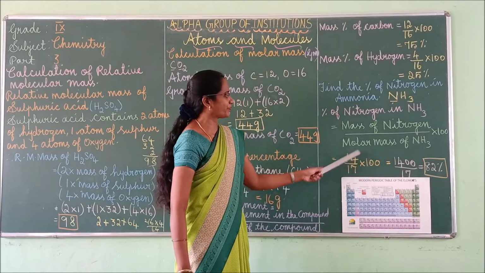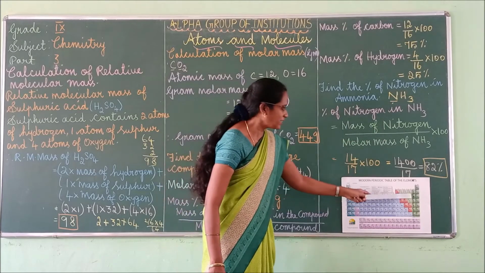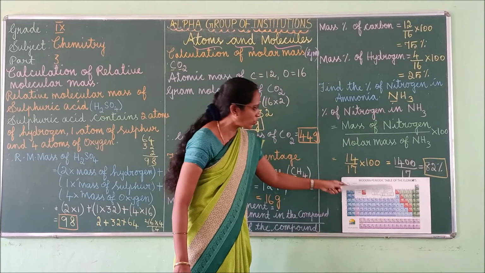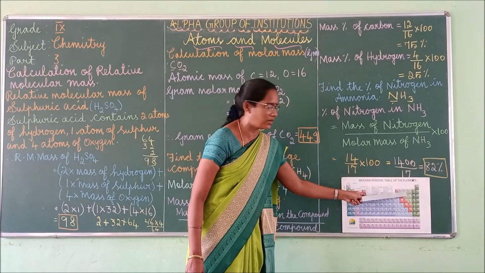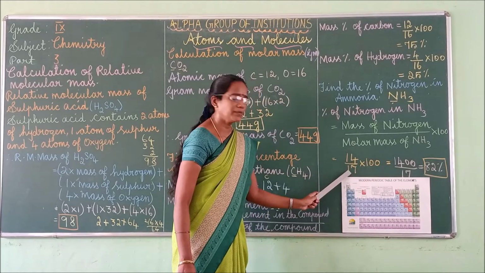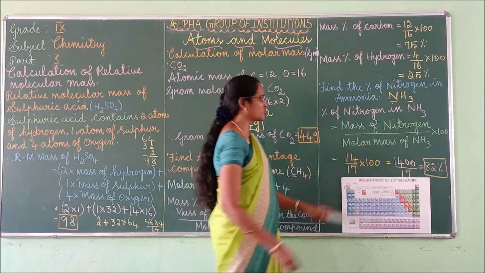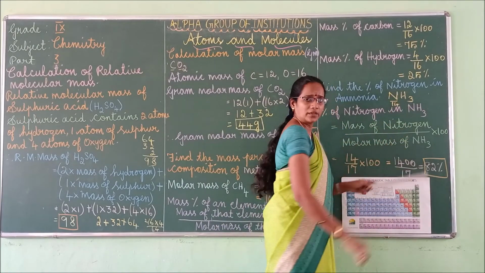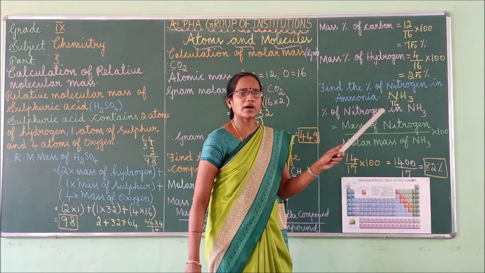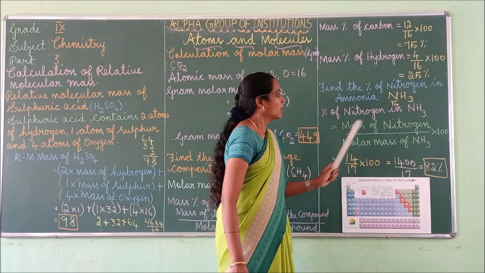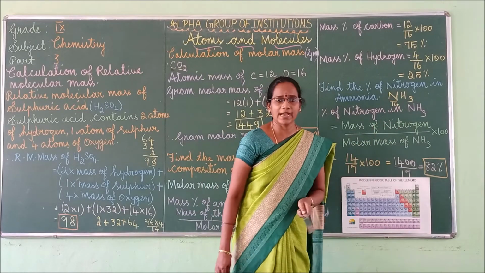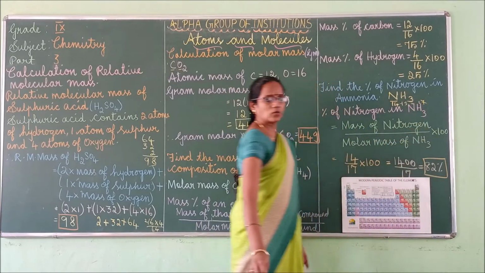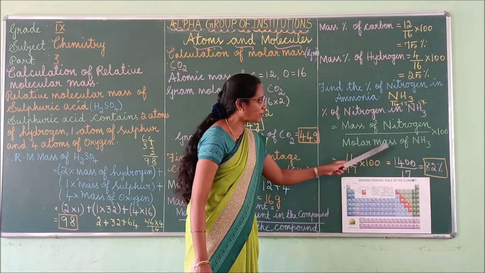So what is the mass of nitrogen? Nitrogen atomic mass is 14. It is given in the periodic table, right? So 14 divided by the molar mass of ammonia. Hydrogen atoms, so 14 plus 3 you will be getting 17.